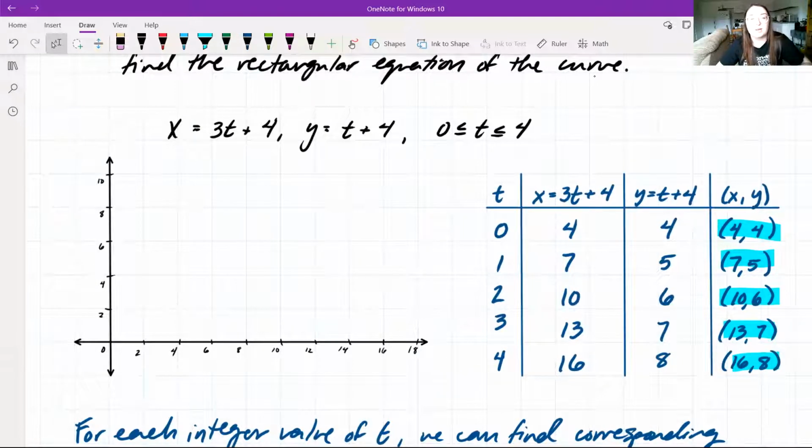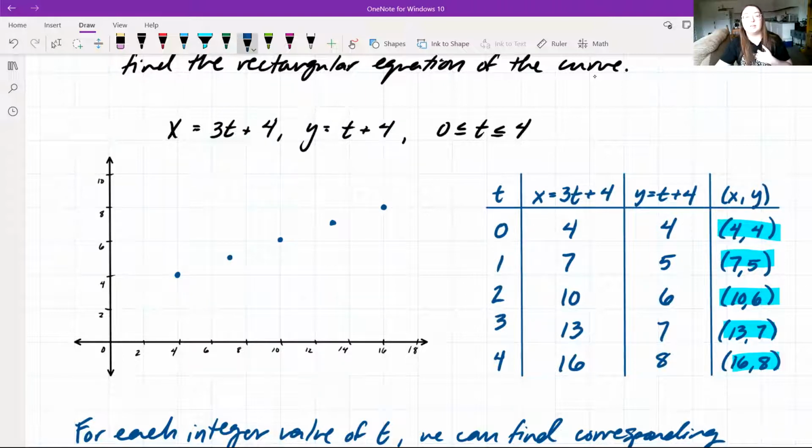So we want to start with the ordered pair that corresponds to t's lowest value. So we go in order from 0 to 4. Plotting our first point is going to be at (4, 4). So our point's right there. Then our next value is going to be at (7, 5), which is going to be about right here. Then our point (10, 6) is going to be right here. (13, 7) is going to be about right there. And lastly, (16, 8).